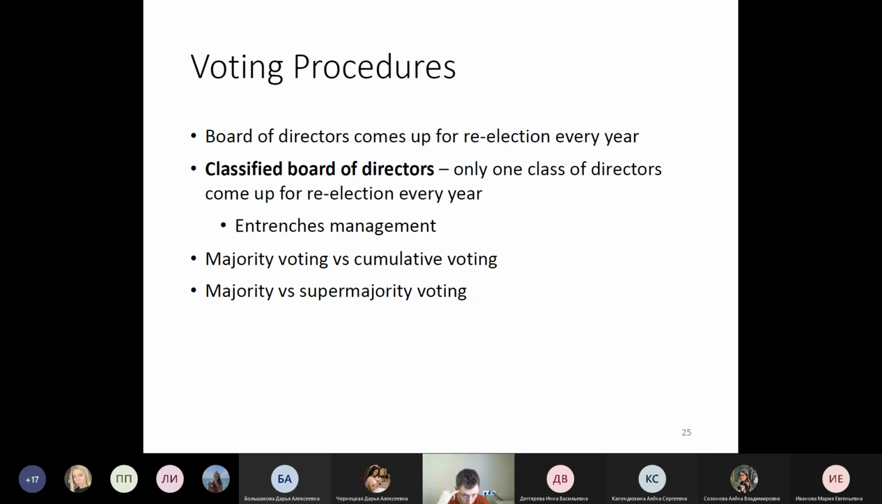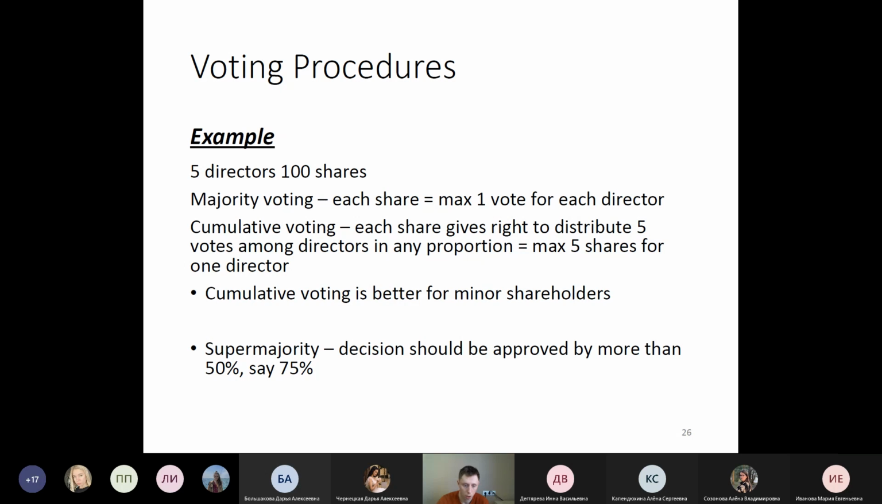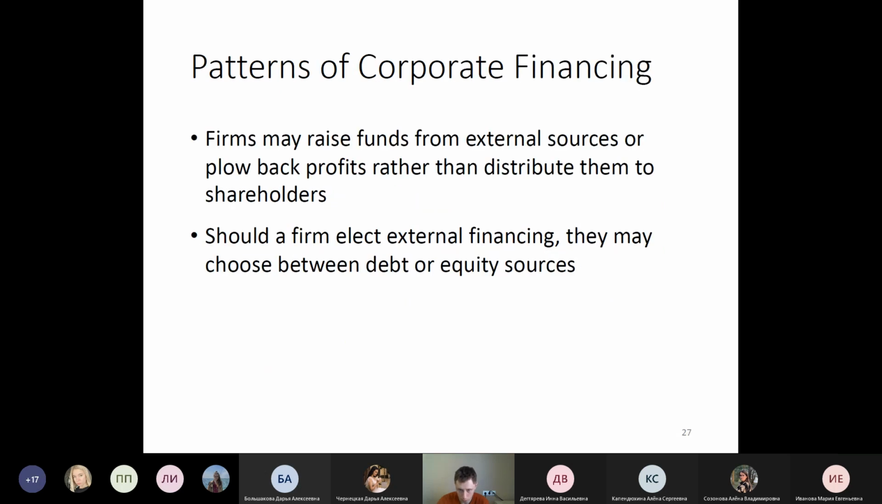Also here we discussed the voting procedures within the firm. Please look, there are two main types of voting procedures, cumulative and majority. Here are examples. Please pay attention to the difference between those two.